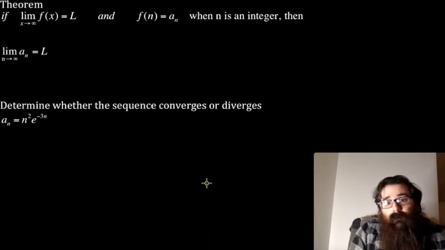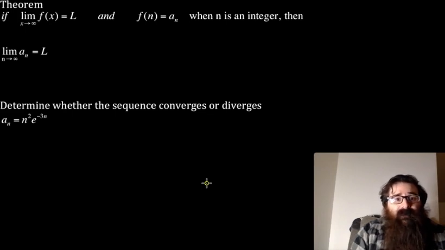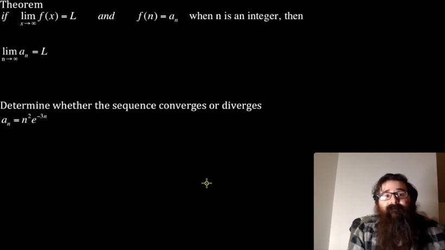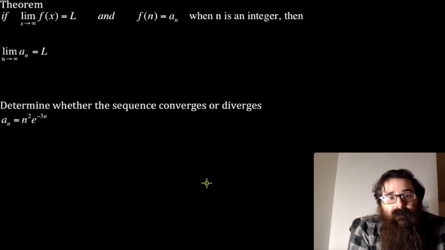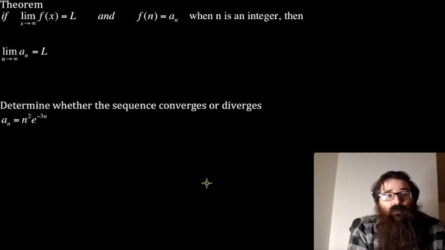Now, earlier we were talking about how we can use calculus to help us out. Let's talk about it. We have a very nice theorem. We're going to use it for this next example. If the limit as x goes to infinity of f of x is equal to some limit L, and if it just so happens that f evaluated at n gives us our representation for a sub n when n is an integer, then the limit as n goes to infinity of a sub n is equal to L.